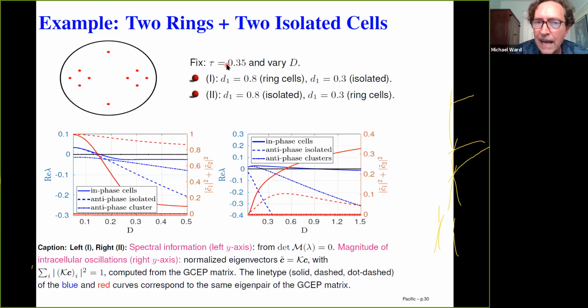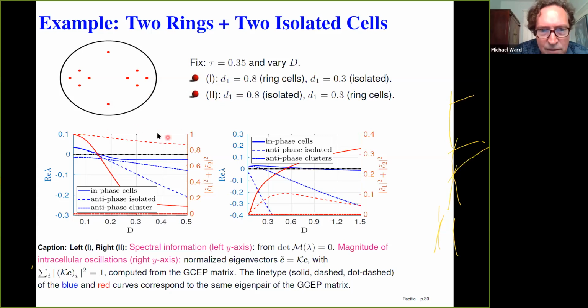I'm going to fix tau and vary D, and I'm going to use that baseline parameter set. That was two permeability parameter sets, capital 1 and capital 2. For capital 1, D1 is 0.8 for the ring cells, so they all have a relatively large influx. D1 is 0.3 for the isolated cells, where it's reversed for pattern 2.